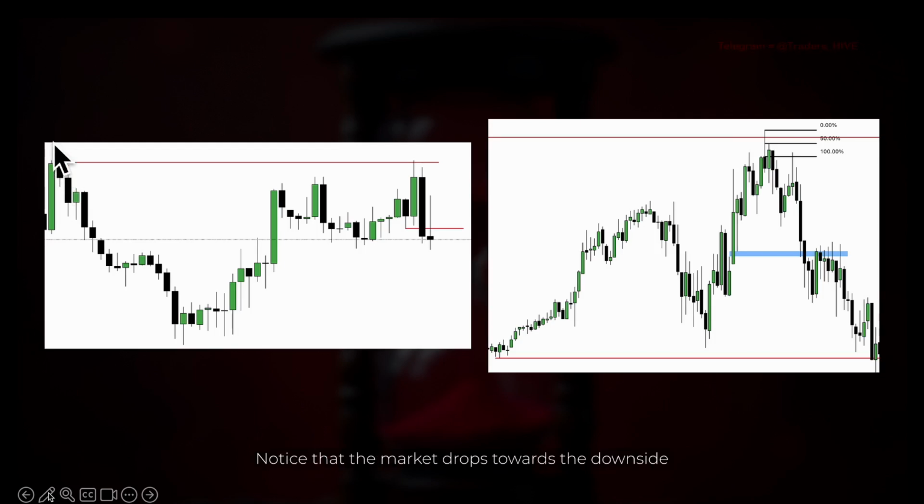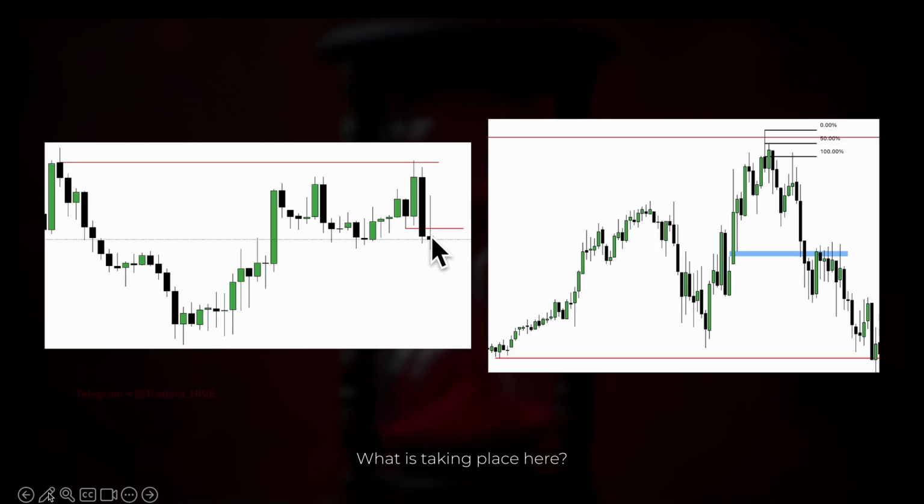Notice that the market drops towards the downside, and we then see the market form a new low before the market reprices higher. Notice that consolidation is taking place in advance of that rejection block. The market expands higher, drawing towards the low of that bearish rejection block. And notice that the market takes out buy-side liquidity resting above this high, and we see the market eventually roll over.